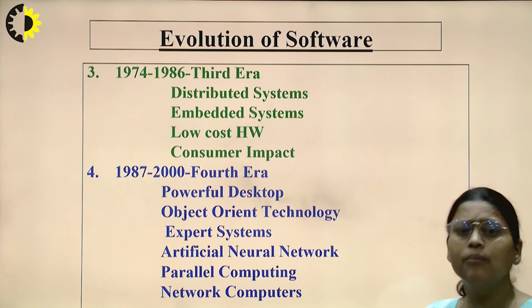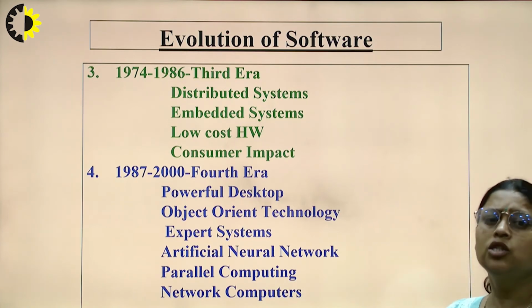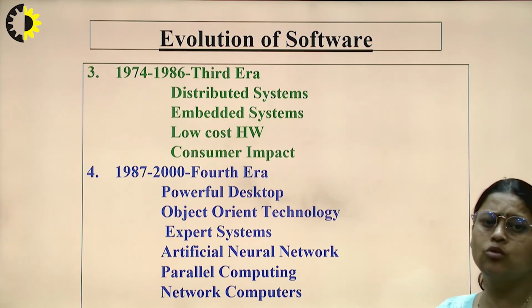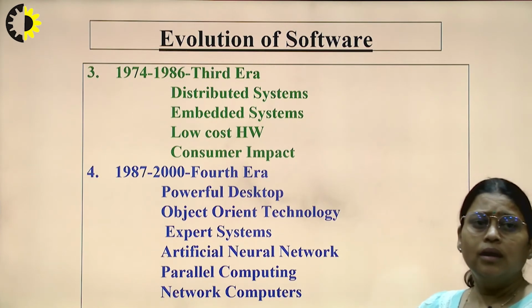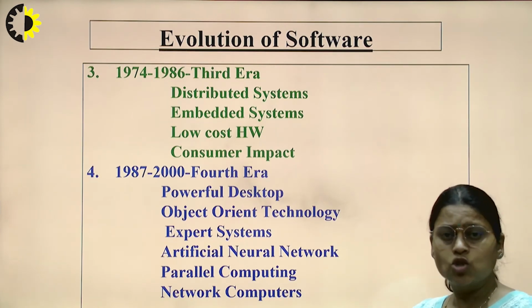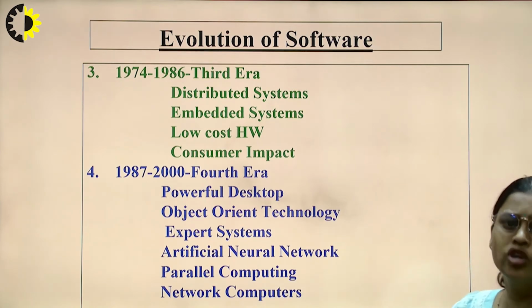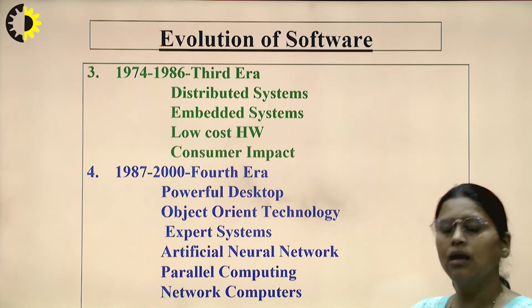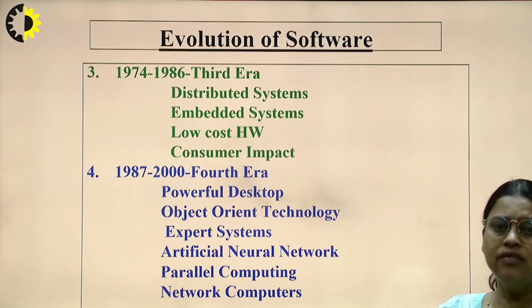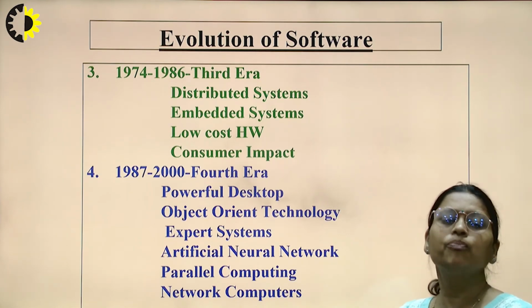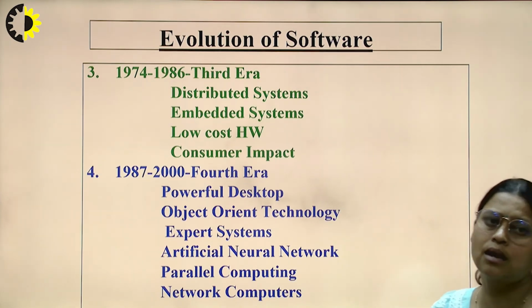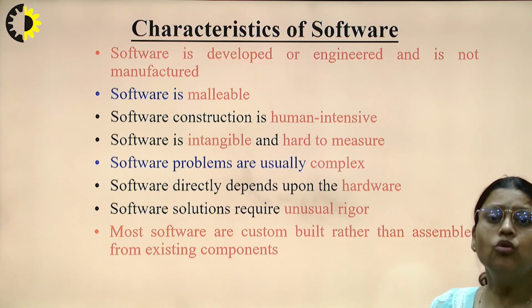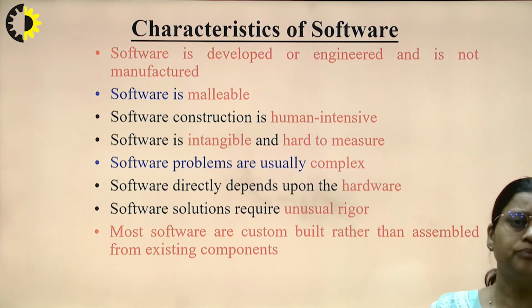Now further improvement was done in software implementation, and the fourth era came, the 1987 to 2000 era. In this era, powerful desktop systems were implemented, object oriented technologies came, expert systems were designed, artificial neural networks came, and parallel computing and network computers came. So we can say that new technologies came in the fourth era.